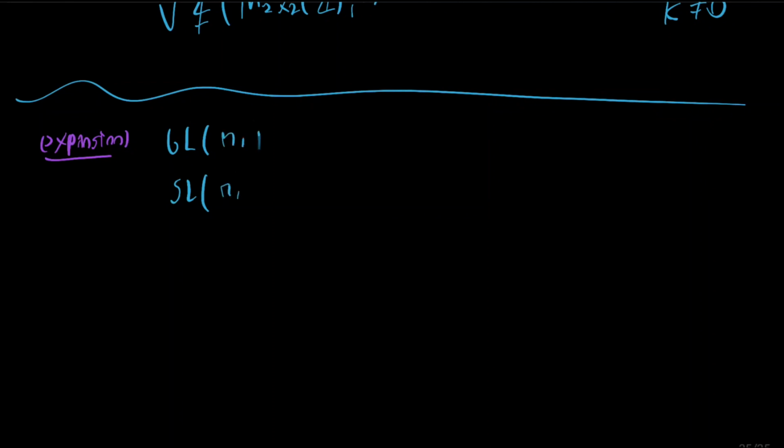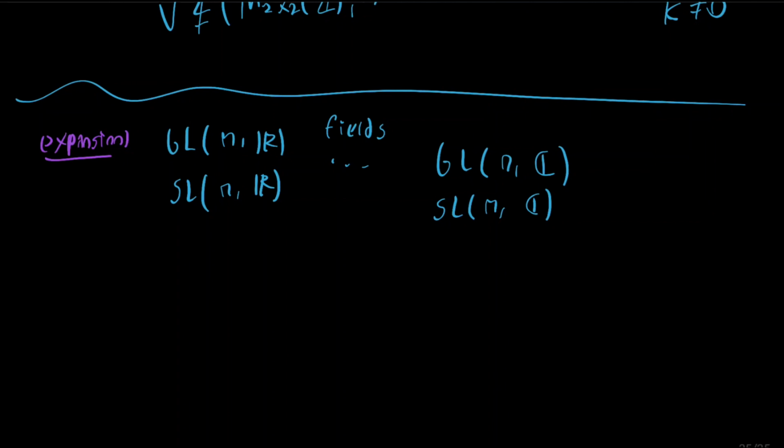And also, we can not only restrict to the real numbers, but in general, and we will see what these things are in future, to fields. So I think you're familiar maybe with the complex numbers. We can consider the general linear group and special linear group of n×n complex matrices, and we can do it with other fields.